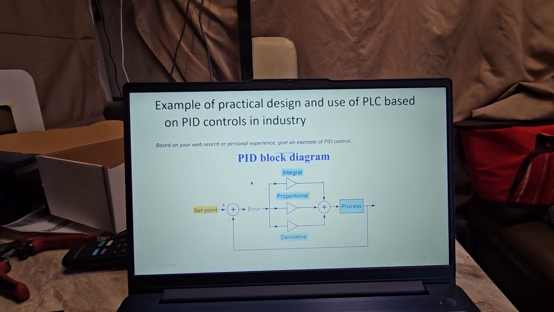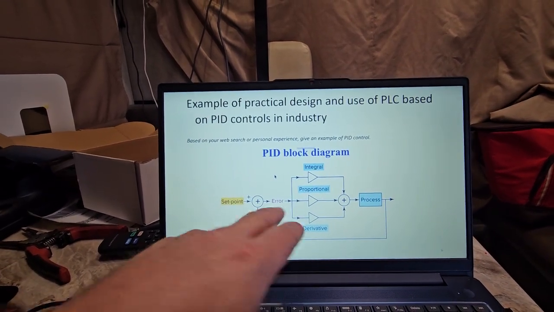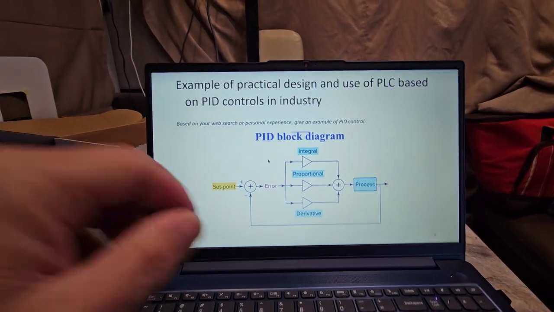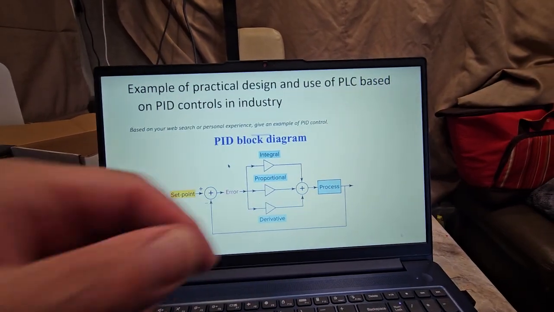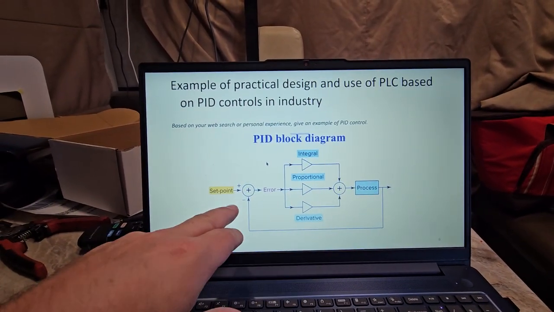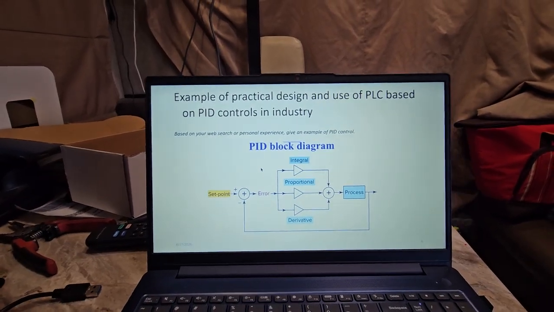Here's an example of a PID block. You're having your set point. Obviously, there's going to be an offset with an error, and then the integral, proportional, and derivative all capture the feedback, which feeds back to the process, and then loops back to the set point, being able to help regulate and control those errors.